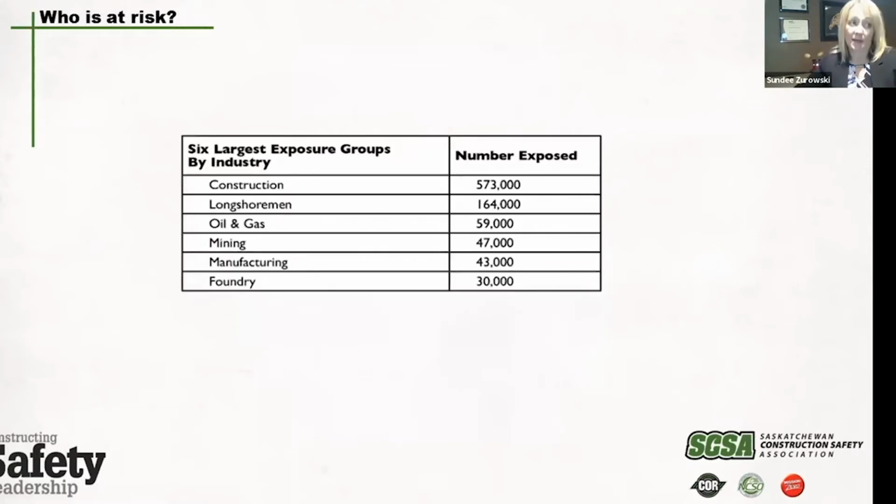Did you know that approximately 900,000 Canadians are occupationally exposed to silica on a regular basis? Among the most at risk are construction workers, heavy equipment operators, plasterers, and drywallers.